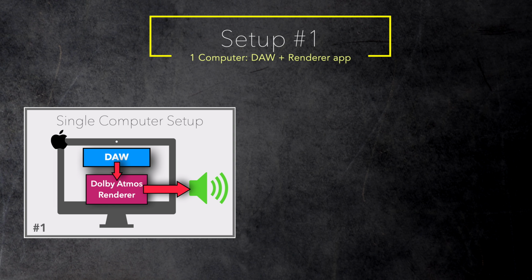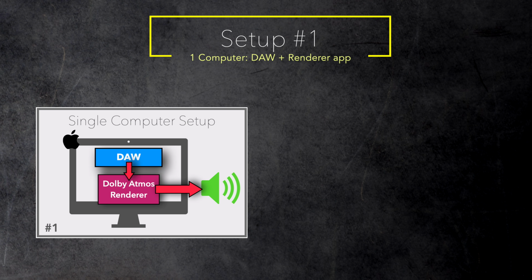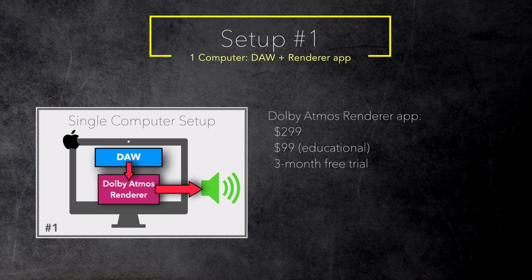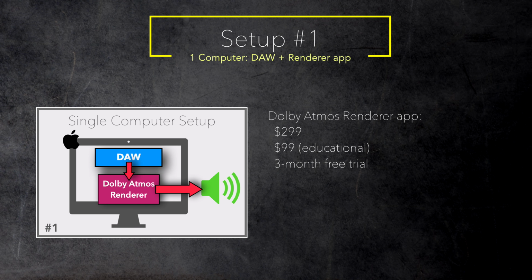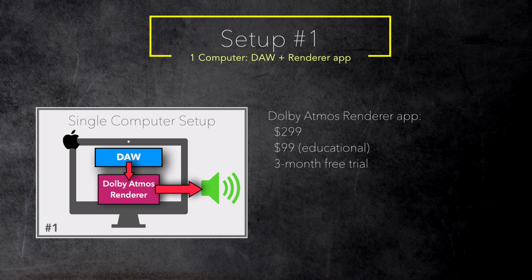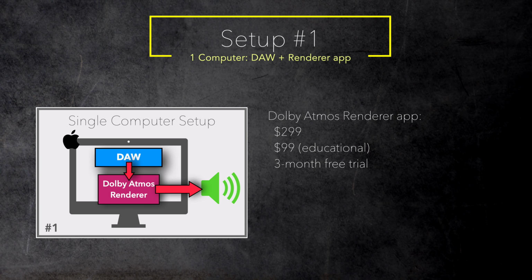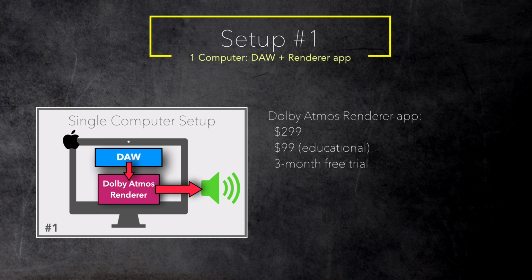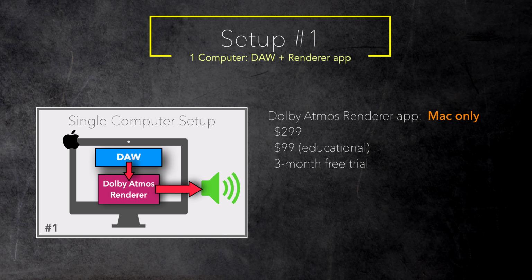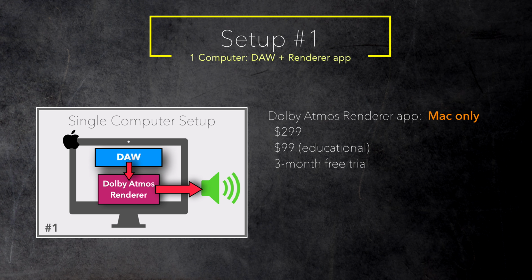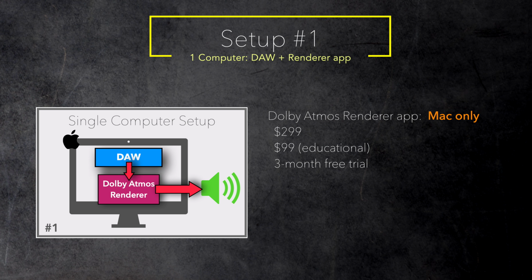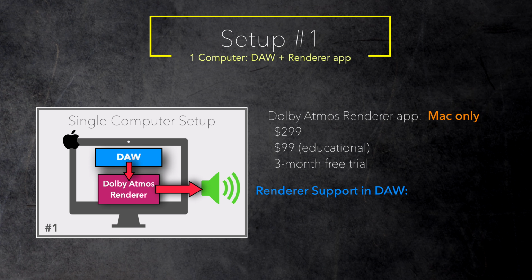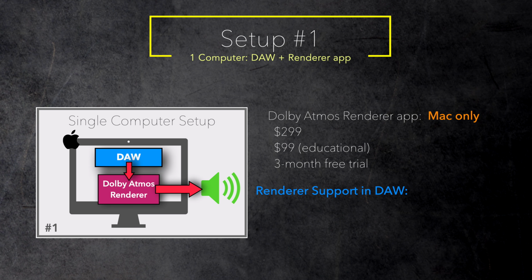First, setup number 1. The Dolby Atmos renderer is a separate application that you have to buy, $299 or $99 if you are a student or teacher, and there is a 3-month free trial to get your feet wet. That software will run on the same computer as your DAW, but it has to be a Mac. Sorry, no Windows support for this setup. One important aspect is whether the DAW has Dolby Atmos renderer support or not.